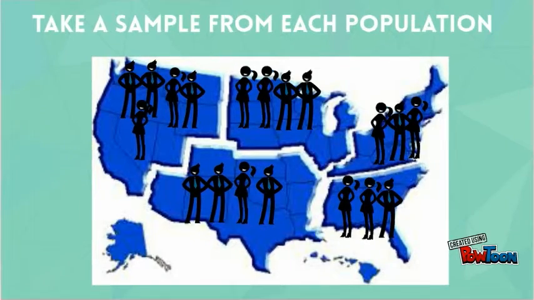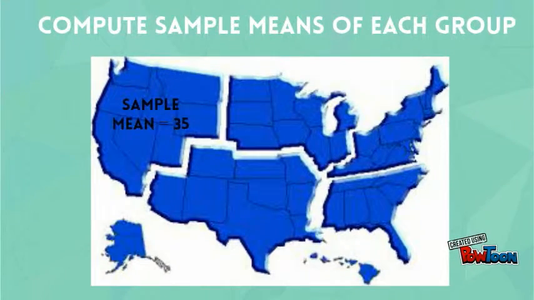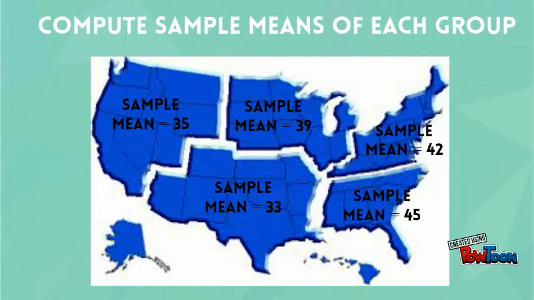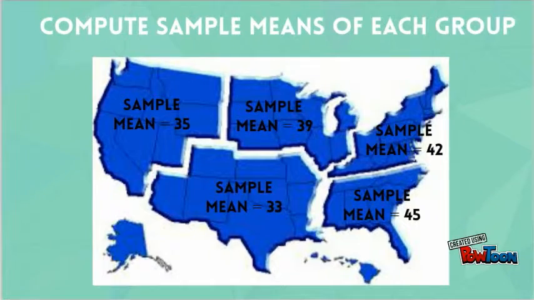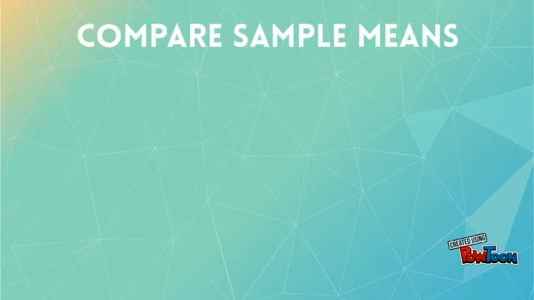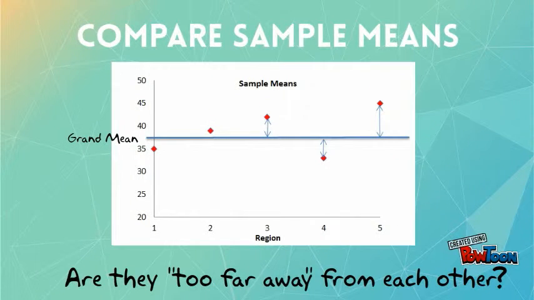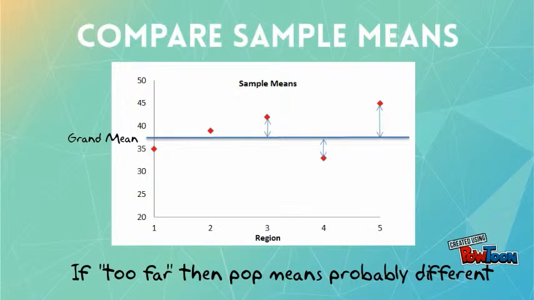Next, we compute the sample means of each group. Each sample mean estimates the population mean of that group. Next, we compare the sample means. If the sample means are too far away from each other, as measured by how far they are from the data's overall mean, called the grand mean, then we conclude that the population means are probably different.